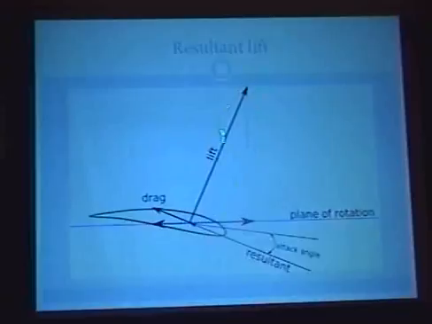And you see that if you project the drag and the lift into that plane of rotation, there's still more lift than there is drag. So that means that there's some net torque which would like for your blade to spin up, to spin faster. So that's the basic operating principle of a lift type turbine.